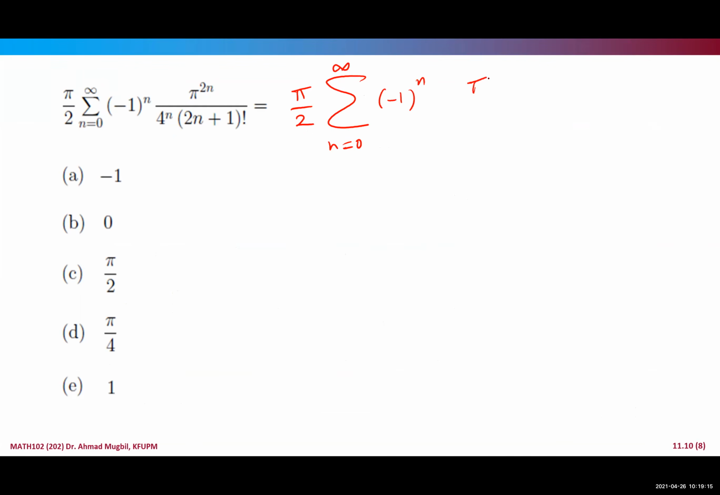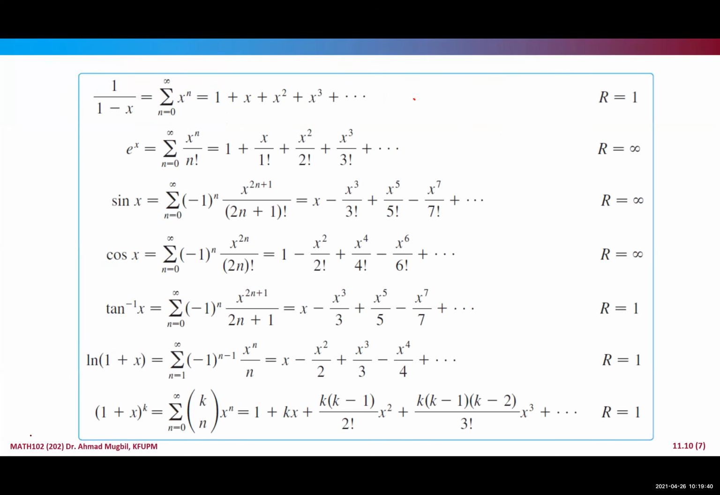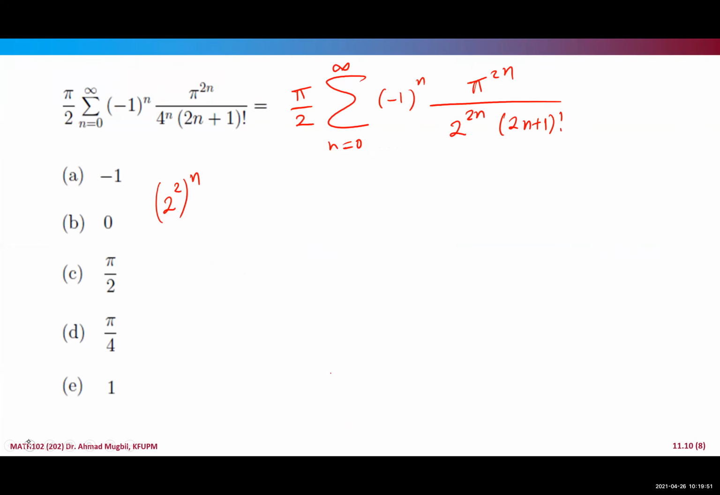Here we have pi to the power 2n over. I'd like to make this also to the power 2n, because here this is pi to the power 2n. I will make this 2 to the power 2, which is 4, all to the power n. So it is 2 to the power 2n, and 2n plus 1 factorial. I have noticed that we have here 2n plus 1 factorial. Maybe it is related to sine or cosine or maybe tan. It is not clear. I think it is most probably sine. The problem is that we don't have the power here.